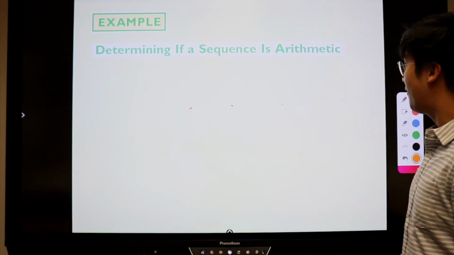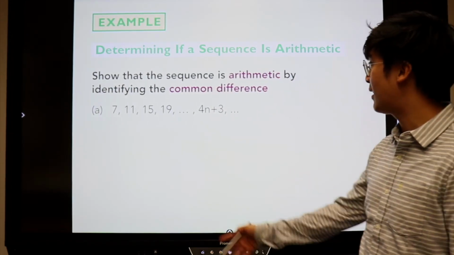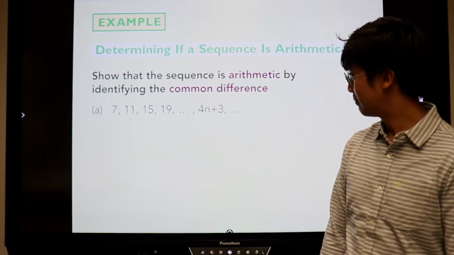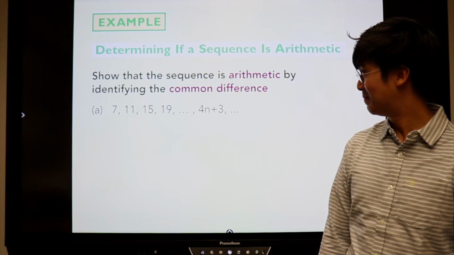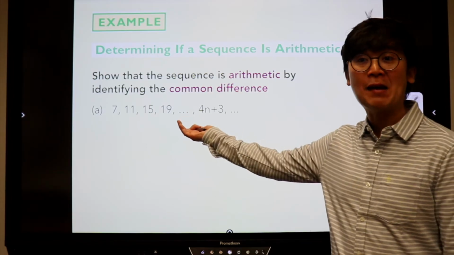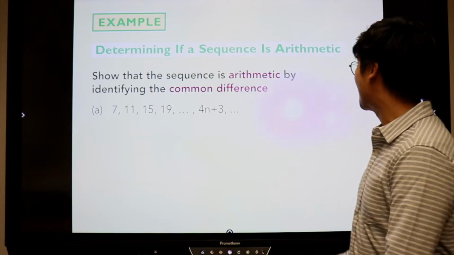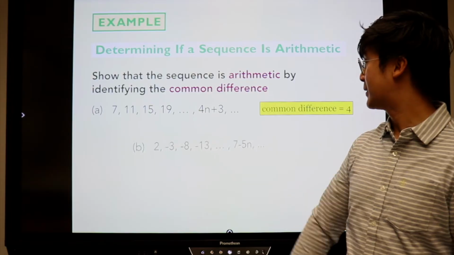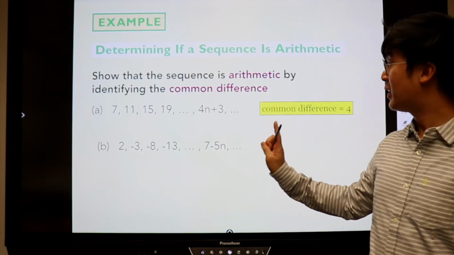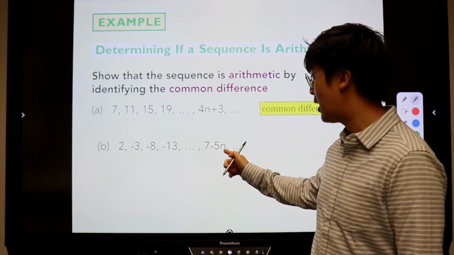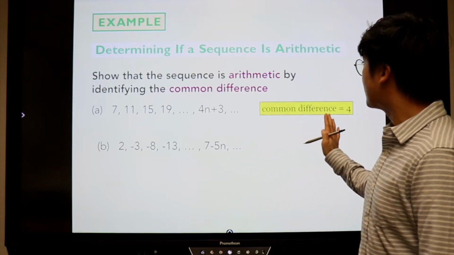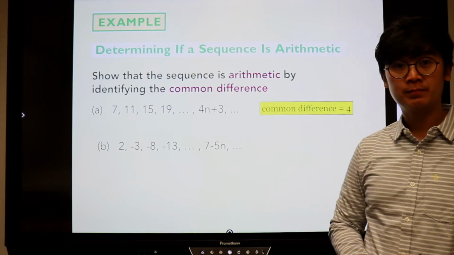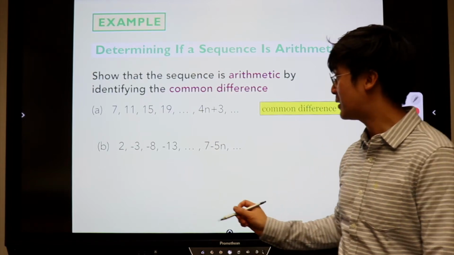So, if I have some series of numbers, say this one, does this follow the arithmetic sequence? Yes. Why? It's 4, 4, 4. It's the same example that I showed you a while ago. So this one has a common difference of 4, and it is an arithmetic sequence. What about this? This one is new. 2, negative 3, negative 8, negative 13, and the formula is 7 minus 5n. Is this an arithmetic sequence? Yes or no? Let's see. Negative 5.